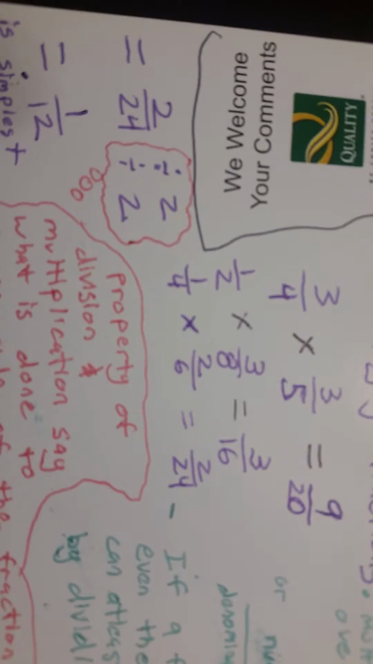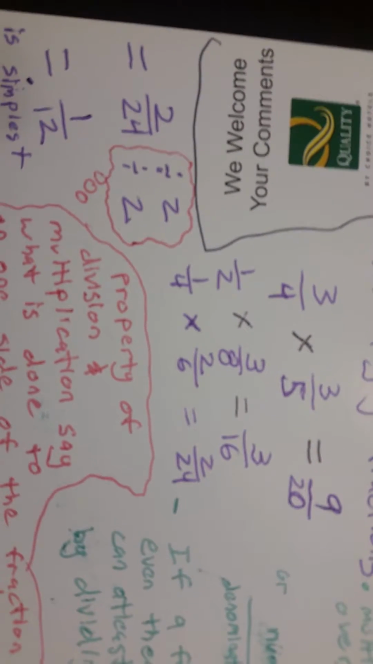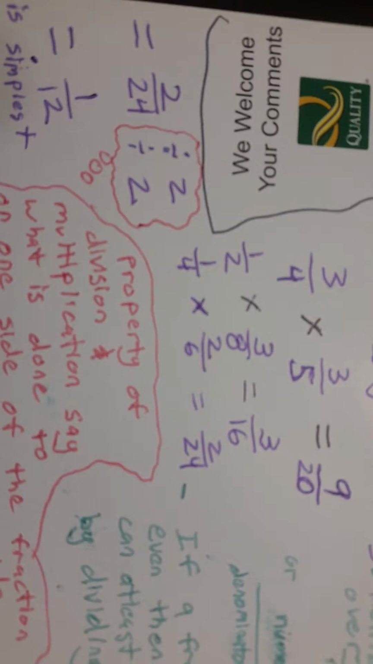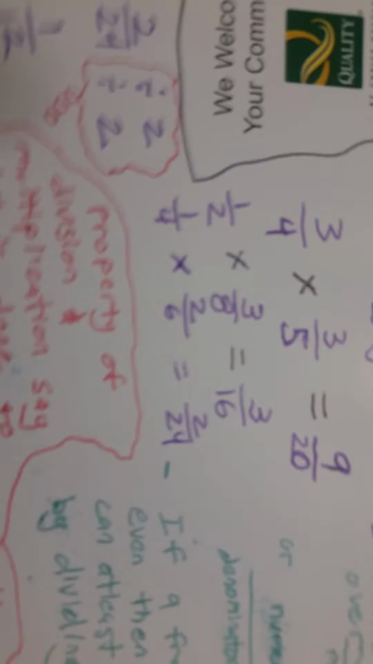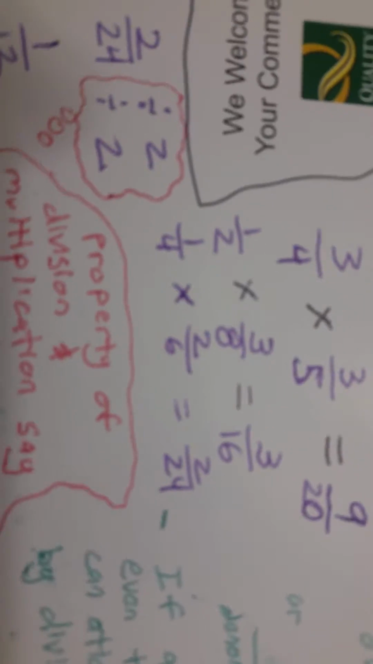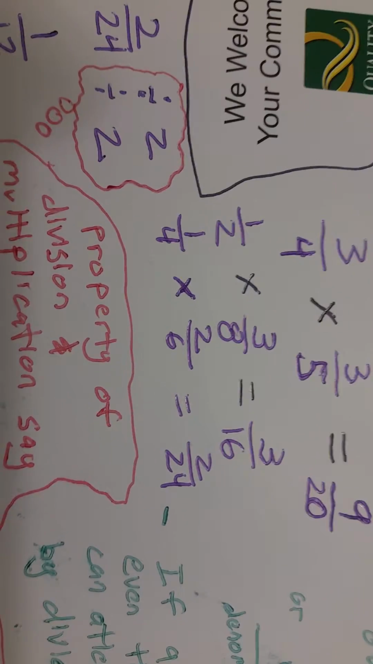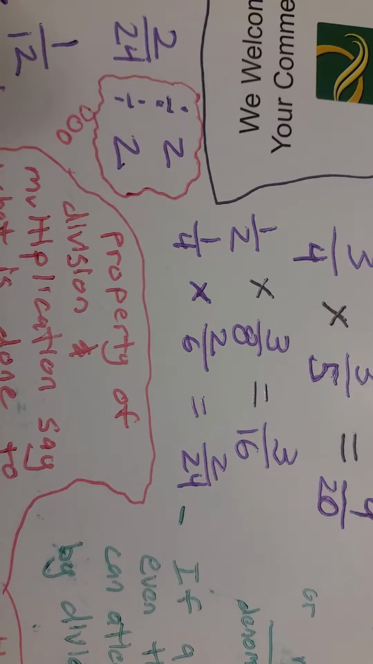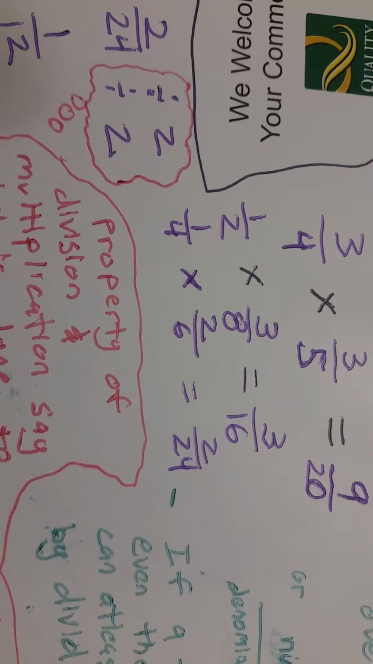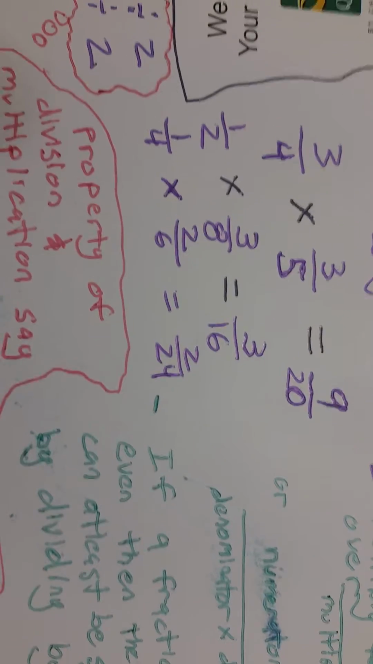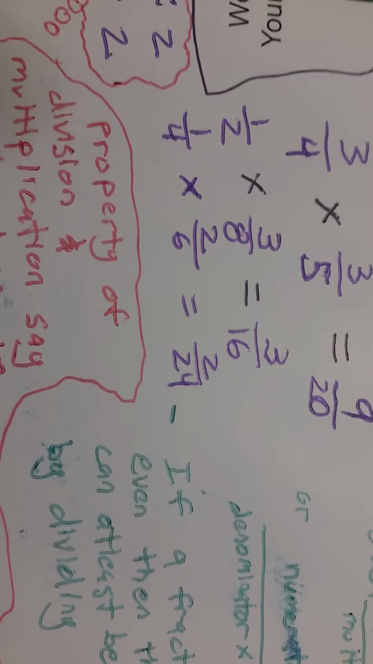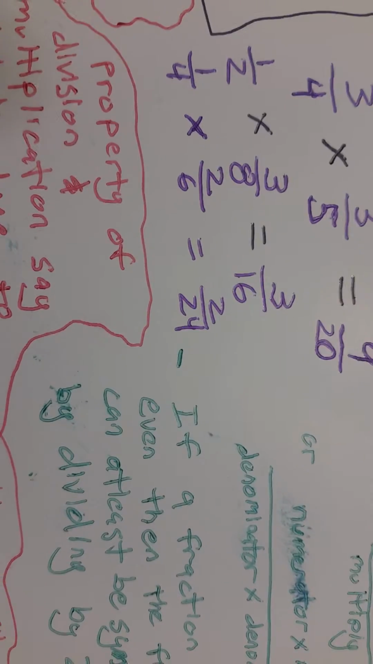Second problem, as you can see here, 1/2 times 3/8. Go ahead and try it out. And the third problem, 1/4 times 2/6 equals 2/24. And that is a fraction, however, it is not in simplest form.